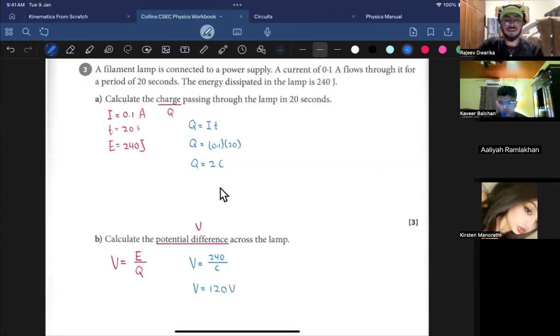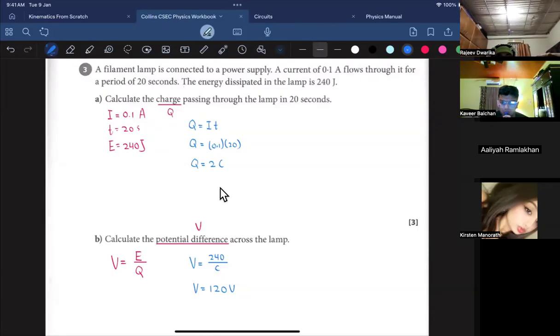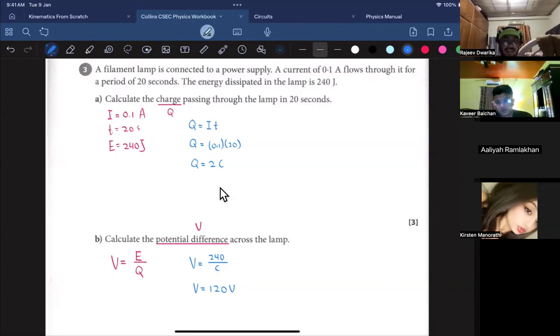Let me ask you this question. The filament lamp is the bulb that they used for a long time. It is connected directly to the ceiling. Right, Justin? You just put it directly into the ceiling. Do you know what the voltage is in your house?